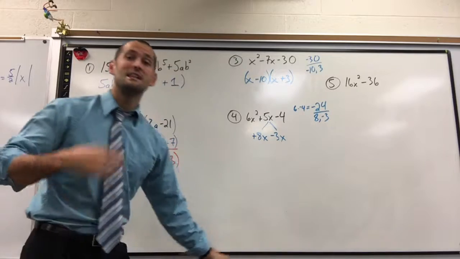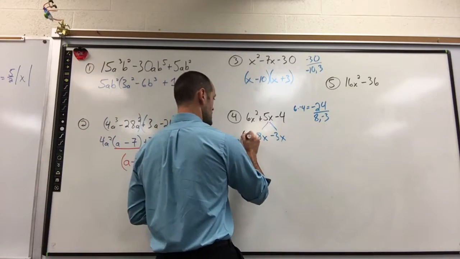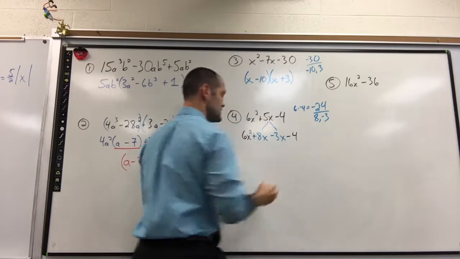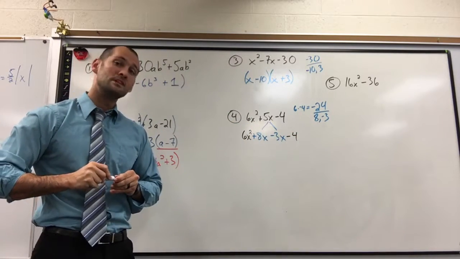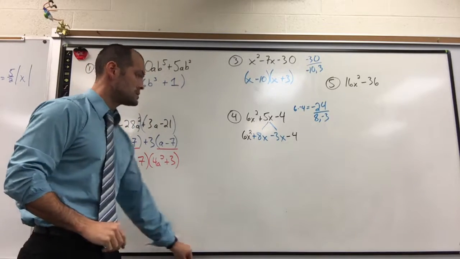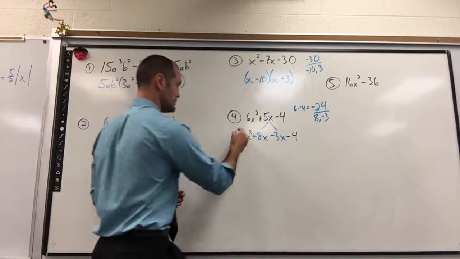That's important in this step. You only rewrite the middle term. The 6x squared doesn't change. The minus 4 doesn't change. How many terms do we have now? 4. So we can use grouping, which is exactly what I'm going to do.